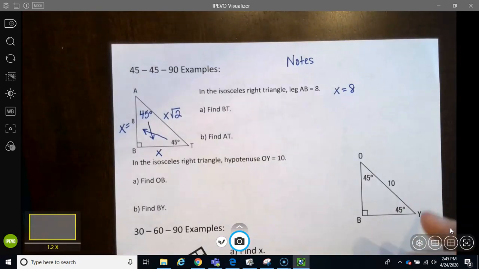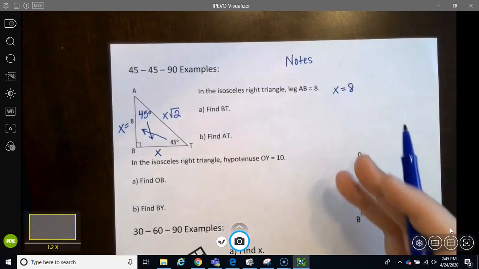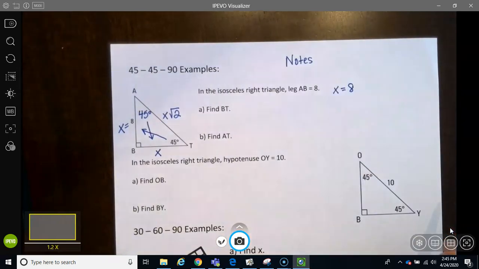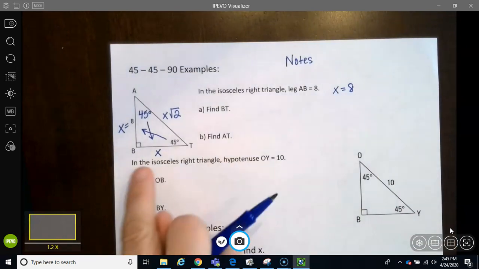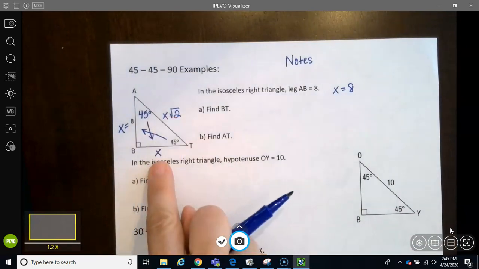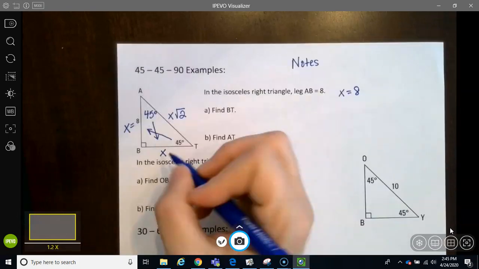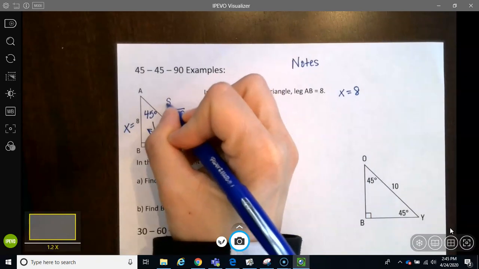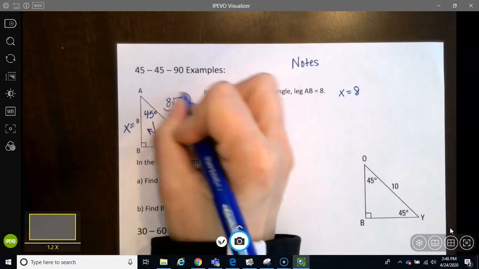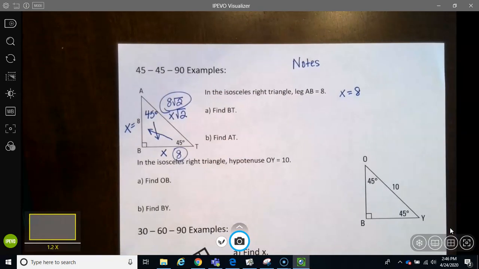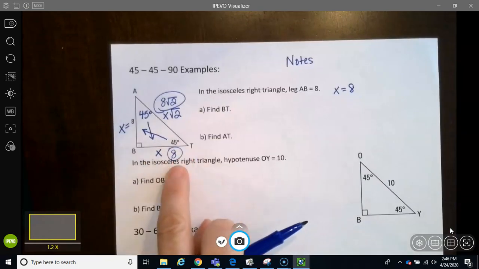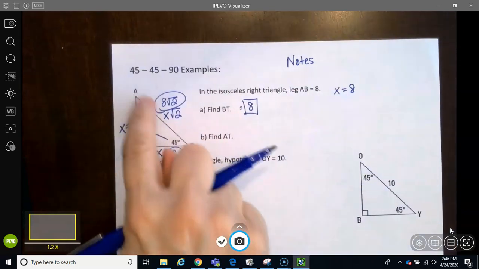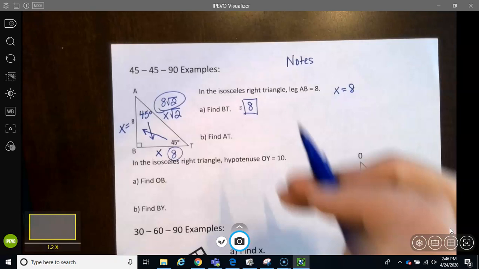Now, if it wasn't already to the point where x was by itself, then I would have to work towards getting x by itself. But in this case, x is already by itself. We can see that it equals 8. So going back to these other representations, wherever I see an x, I replace it with 8. So this side would be 8, and this side, replacing that x with 8, you still keep that square root of 2 attached to it. Those are the lengths of those two sides. So side BT is 8, and side AT is 8 square roots of 2.